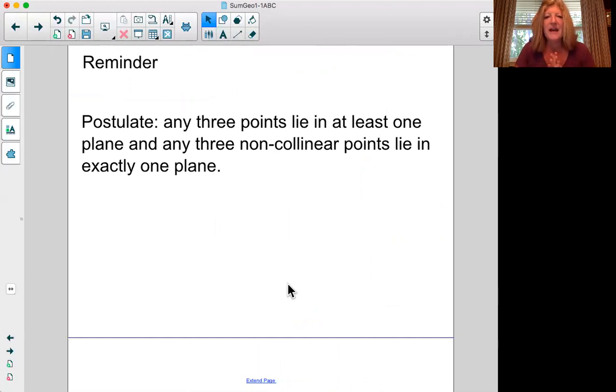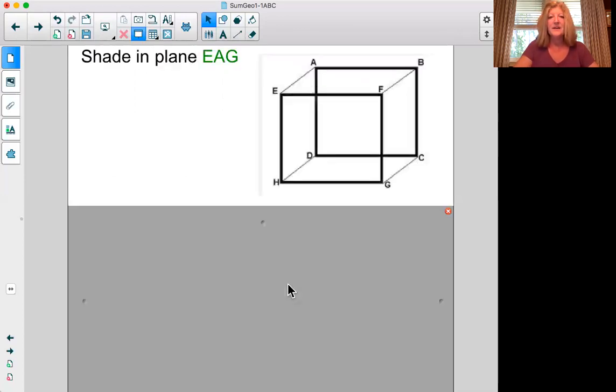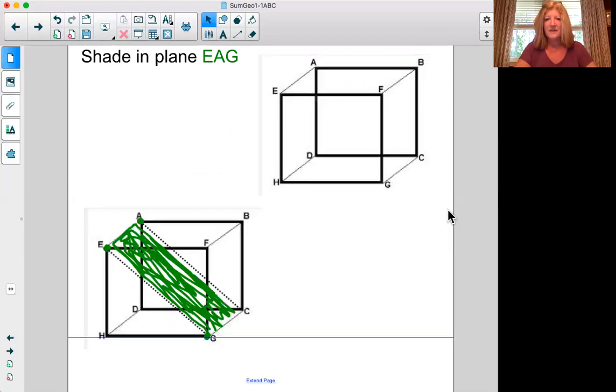Reminder that any 3 points will lie in at least one plane, and 3 non-collinear points lie in exactly one plane. So 3 points are always coplanar. With that in mind, where is plane EAG? Pause the video and think about that, and then press play. There's a diagonal plane that goes through E, A, and G that you could shade in that way.